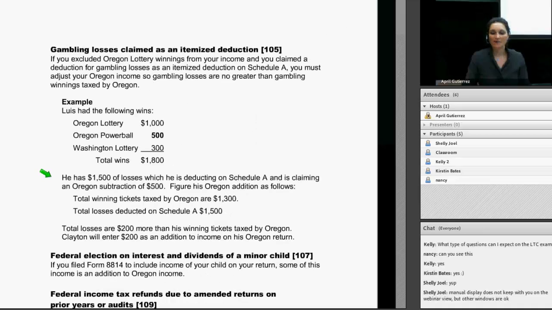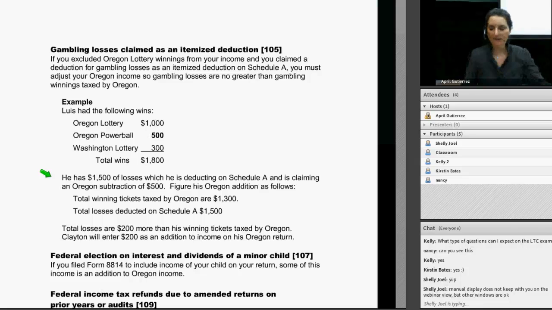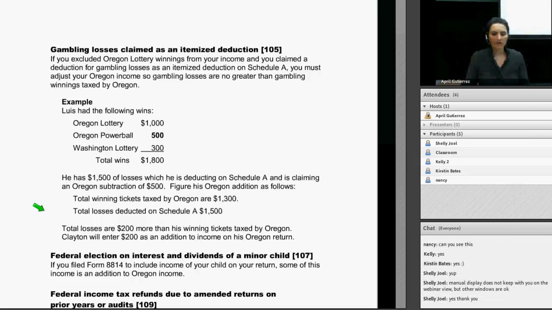So Lewis had the following wins: Oregon lottery of $1,000, Oregon Powerball of $500, and Washington lottery winning tickets of $300. So his total wins are $1,800 for the year. He has $1,500 of losses, which he is deducting on Schedule A, and he is also claiming an Oregon subtraction for this Powerball ticket. There's a rule in Oregon that says you can claim a subtraction on your Oregon return for winning tickets on Oregon lottery that are winning tickets of $600 or less. So he's allowed to claim a subtraction on Oregon for this $500 Powerball ticket.